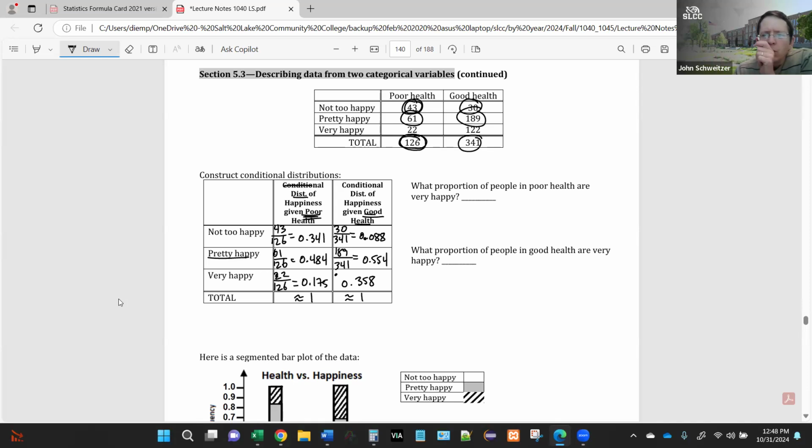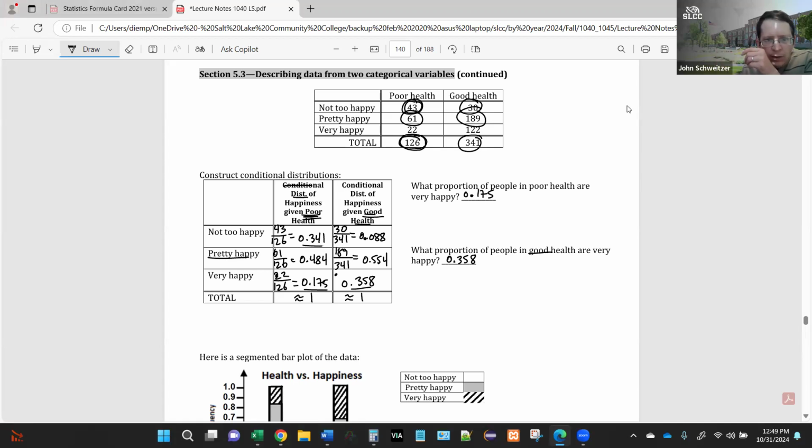Okay. All right. So let's answer a couple questions. What proportion of people in poor health are very happy? There still are a pretty good number of people in poor health who are very happy, but it's much smaller than the proportion of people in good health who are very happy, right? If we look over here, the people in good health, almost 40% of them are very happy.